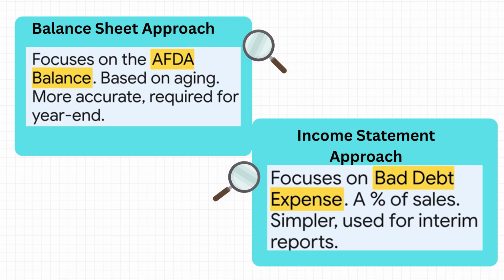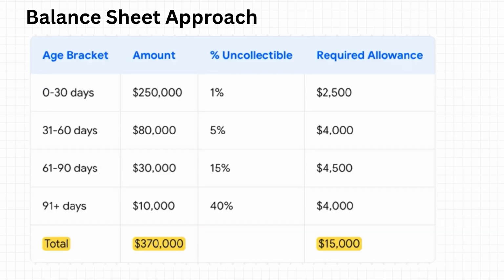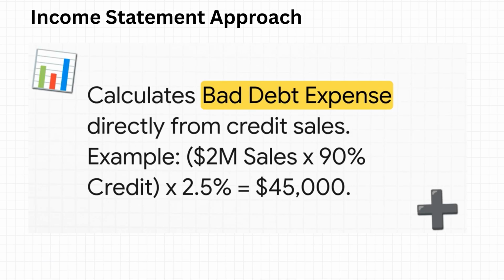The balance sheet approach, on the other hand, is focused on calculating what the final ending balance in the allowance account should be. In the balance sheet method, you sort all your receivables by how old they are, and the logic is simple. The older the debt is, the less likely you are to collect it, right? So, you apply the higher uncollectible percentage to the older buckets. The total you get, $15,000 here, is your target ending balance for the allowance.